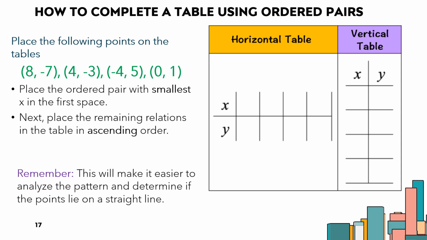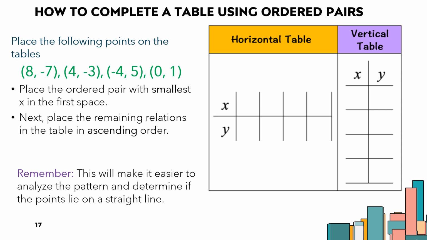So let's go ahead and place these dots, and we're going to place them both in the horizontal table and the vertical table. So we're going to place the ordered pairs with the smallest x in the first space. Next, we're going to replace the remaining relations in the tables in ascending order. So you may want to pause the video, kind of work it out yourself before you hear me explain it, because by pausing the video and working it out yourself, you're really activating your mathematical thinking skills.